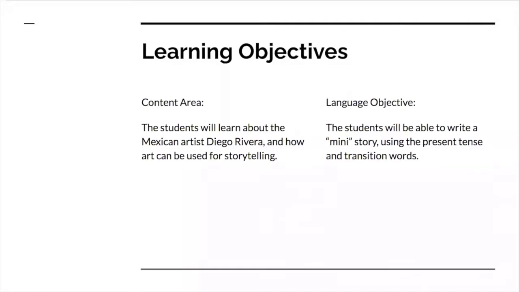And so there are 2 major learning objectives. The content area: students will learn about, specifically in lesson 1, Mexican artist Diego Rivera and how art can be used for storytelling. And what I love about this lesson is that, though it was originally designed for 9 through 12, it can also be adapted for younger students at younger grade levels from the K through 8 level.